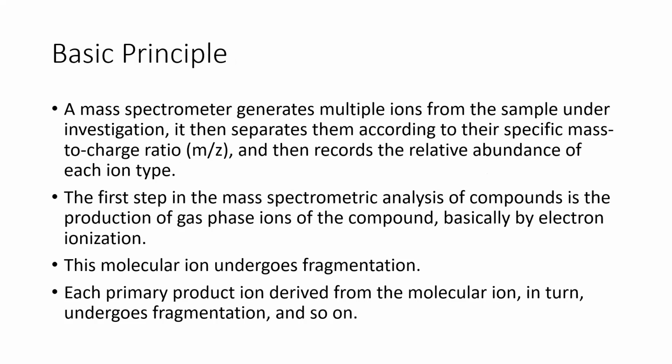So what is the basic principle of mass spectrometry? What measures the spectrum that we've seen before is an instrument called a mass spectrometer. What the mass spectrometer does is generate multiples of ions from an organic sample that is being investigated. Those multiple ions are the fragment ions that are obtained from the parent molecule. When these ions are generated, they are later separated according to their specific mass to charge ratio.